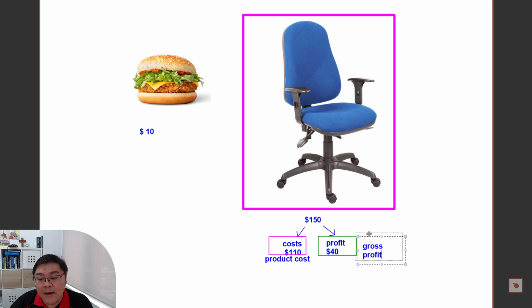Okay, now why call it gross? Because after your gross profit, you will have a lot more expenses that you have in running your business, and then you will come to the net profit.